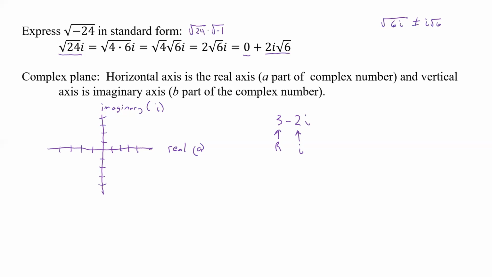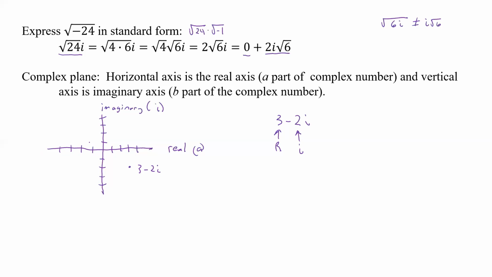And so what we do is we go 3 in the positive direction on the real part. So again, it's still going to be minus this way and plus this way, minus this way, plus this way. And so we go 1, 2, 3. And now it says minus 2 here, so we go down 2. And that's going to be our 3 minus 2i. So that's going to be that point there.